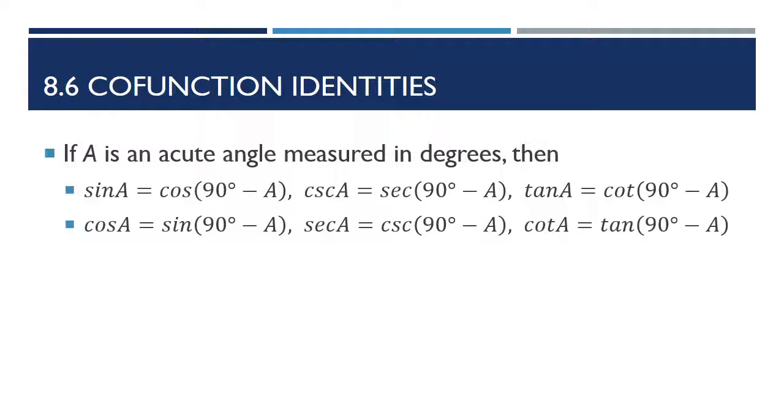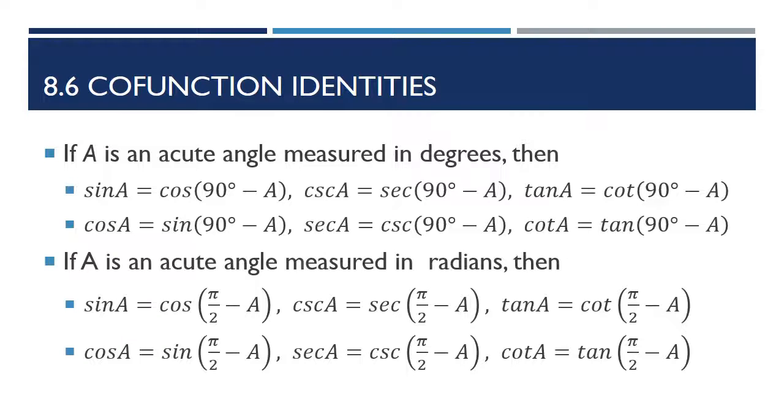So that gives us some formulas, and I do believe these are on your formula sheet. If A is an acute angle measured in degrees, then the sine of angle A is the cosine of 90 degrees minus angle A. In other words, the cosine of the complement. And you see it spelled out for all 6 trig functions there in degrees. If we're talking radians, instead of subtracting 90 minus the angle, we're going to do pi over 2 minus the angle. And you see it spelled out there for all 6. If you need to pause the recording while you study this, go ahead. If not, we'll continue on.